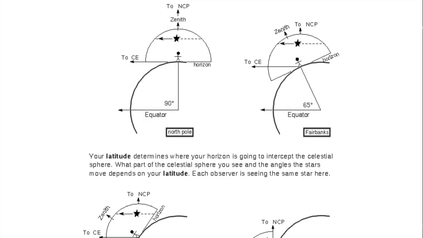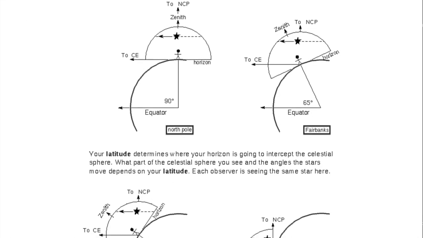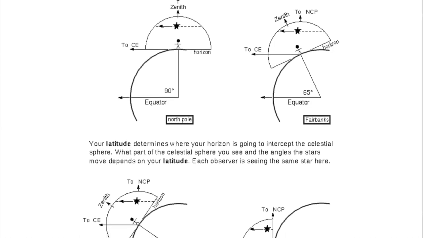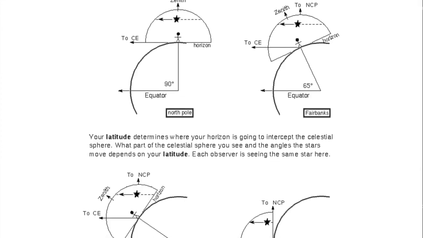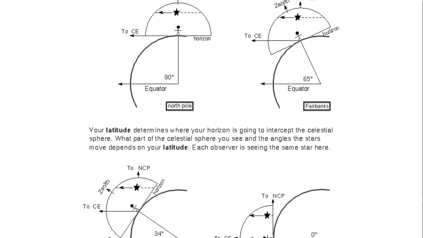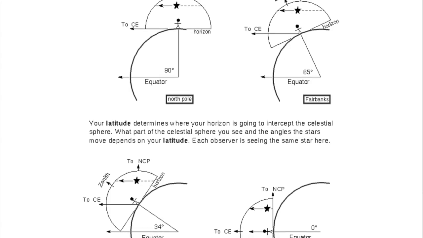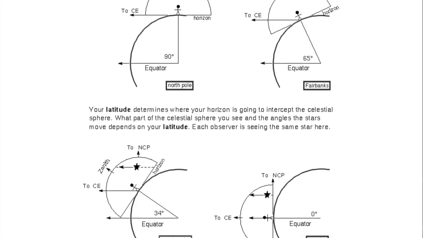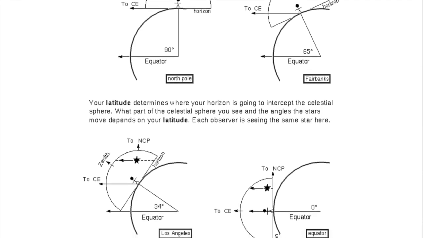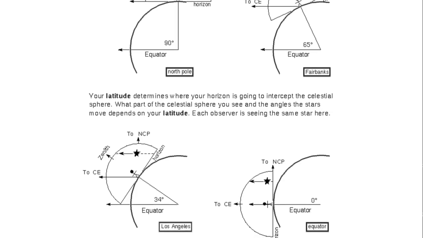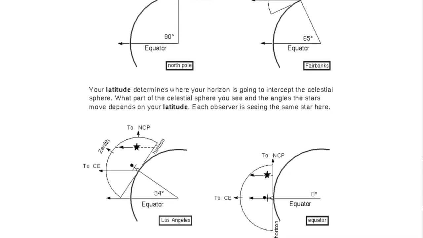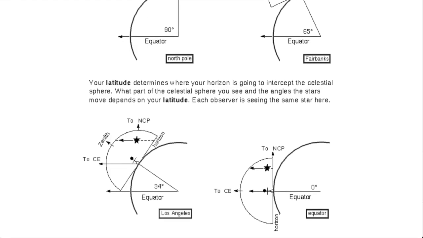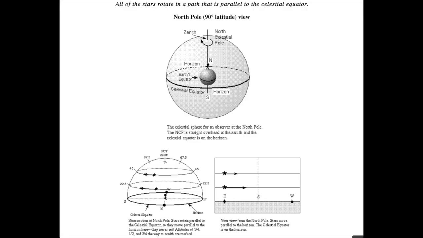Now we're going to take a look at how the sky moves from various locations on the Earth. First, let's look at a drawing that summarizes the motions all on one page. This picture is in your student guide opposite the lecture outline page. The drawing shows how your latitude, which is the number of degrees you are from the equator, determines what part of the celestial sphere you can see and the angle the stars will move with respect to the horizon. In this picture and in the next ones that follow, each observer is observing the same star or set of stars.